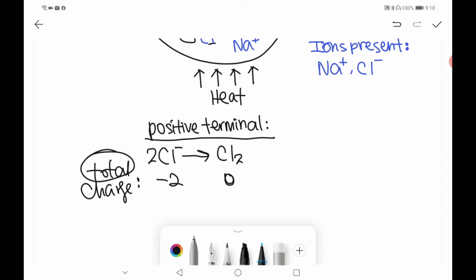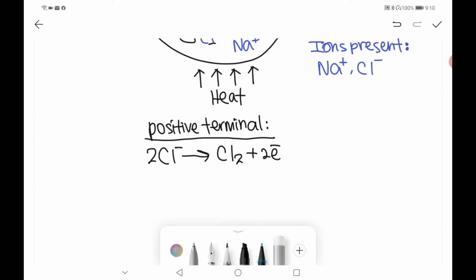So -2 and 0, the charge differs by 2. So the difference of the charge is 2, and we need to use 2 electrons. Always remember, put the electrons on the more positive side. By doing that, we have successfully written the first half equation.